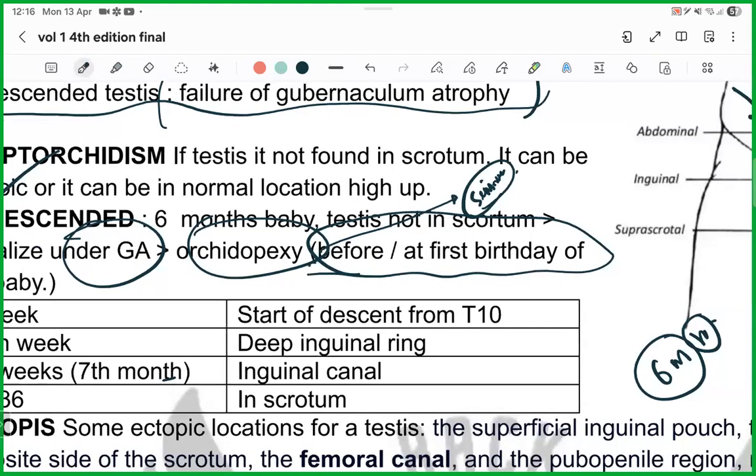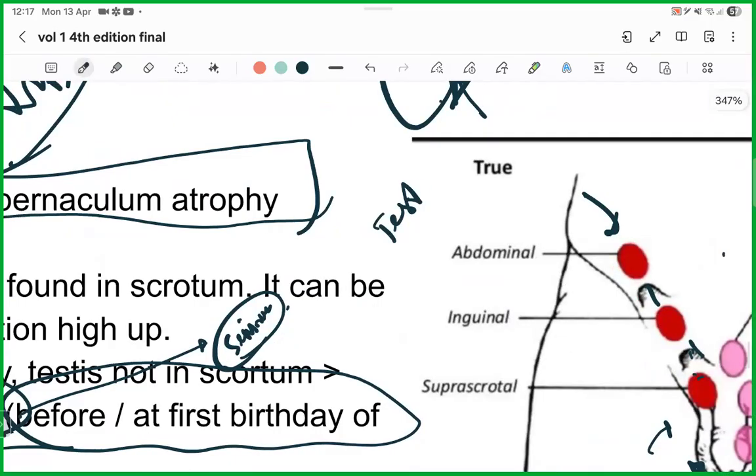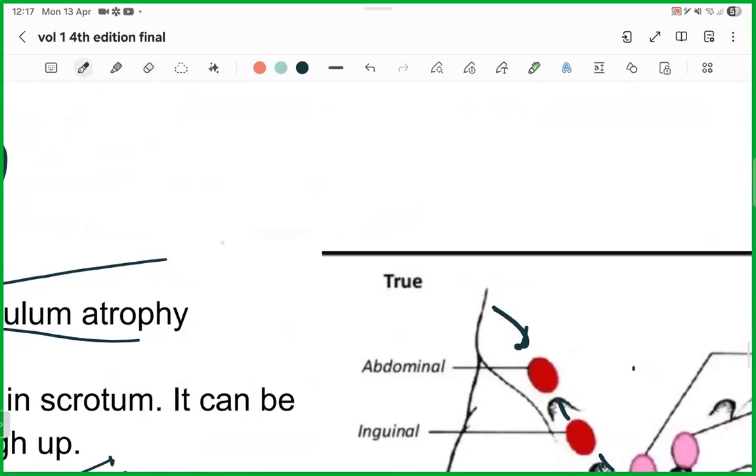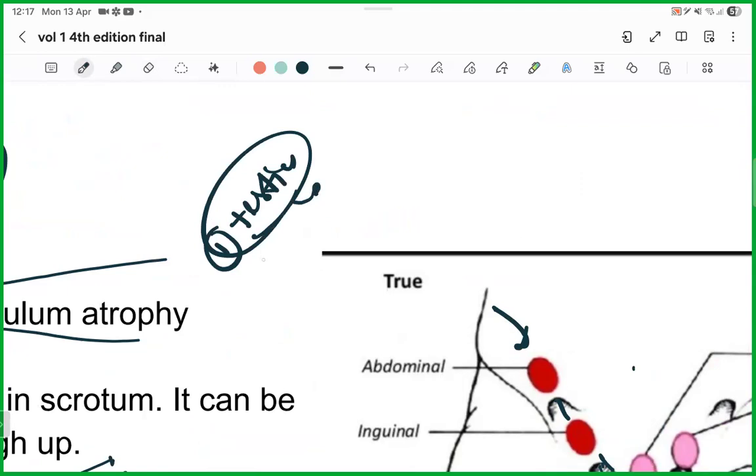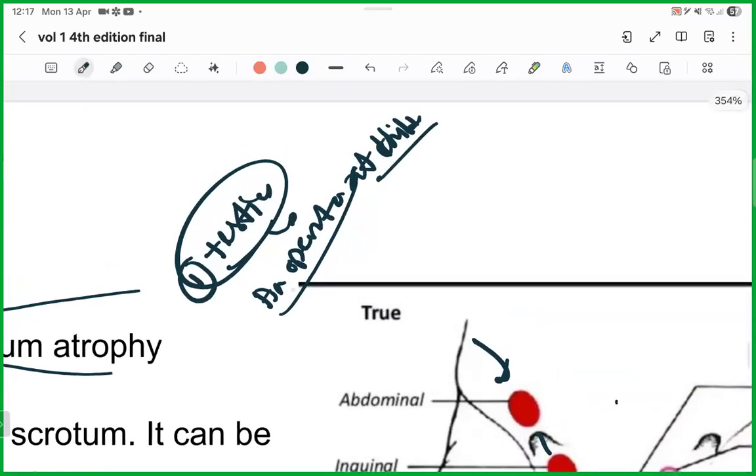And they will ask you that a person came with a testicular mass. So the first and most frequently asked question from here is number one: a person came to you with a testicular mass, and then he gives a history of an operation in childhood. That's it. They will not mention anything else. They will just tell you a testicular mass and an operation in childhood. So you be very sure that the only operation they will mention in MRCS part A is orchidopexy.